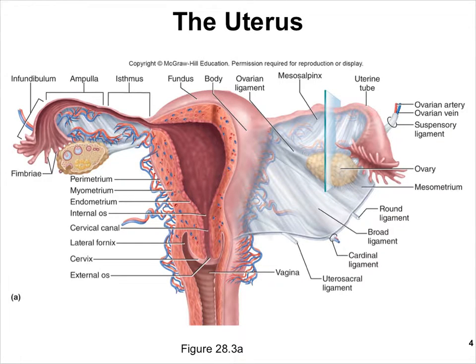The uterus and ovaries are pictured here. It's probably the most complicated set of organs in the female reproductive system. The uterus is about the shape of a pear-ish. It has a small end on the bottom.